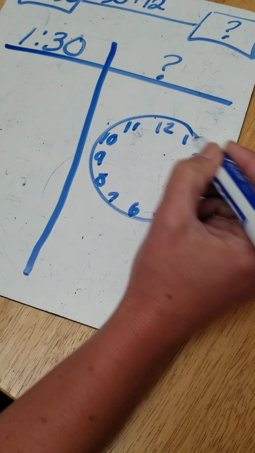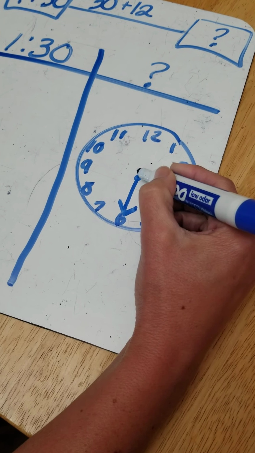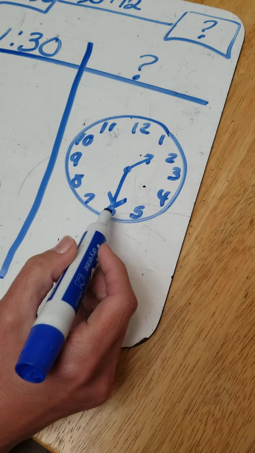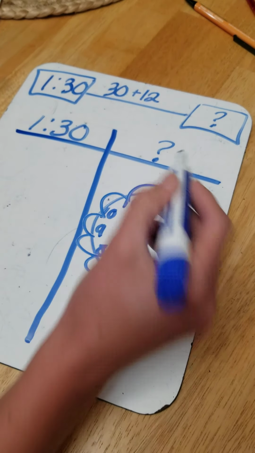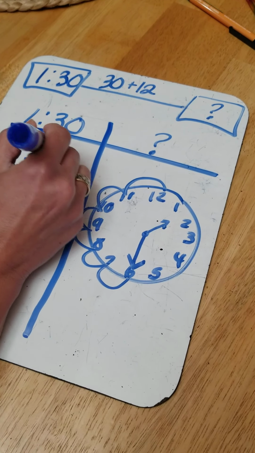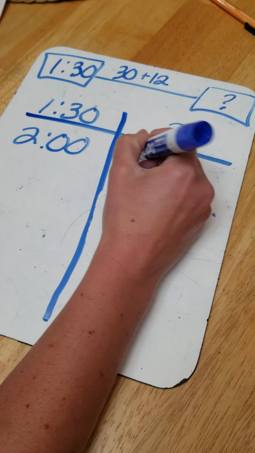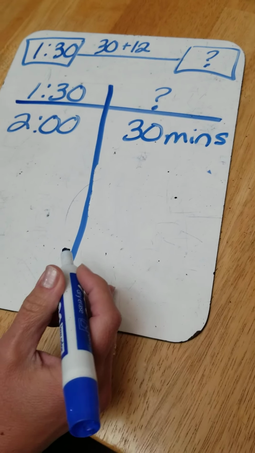Okay, 1:30 would look like this: my minute hand goes all the way down to the 30 and my hour hand goes right here. And if we did 30 minutes later, we count 5, 10, 15, 20, 25, 30, that would bring us to 2 o'clock. So, let me erase this. 30 minutes later would be 2 o'clock.